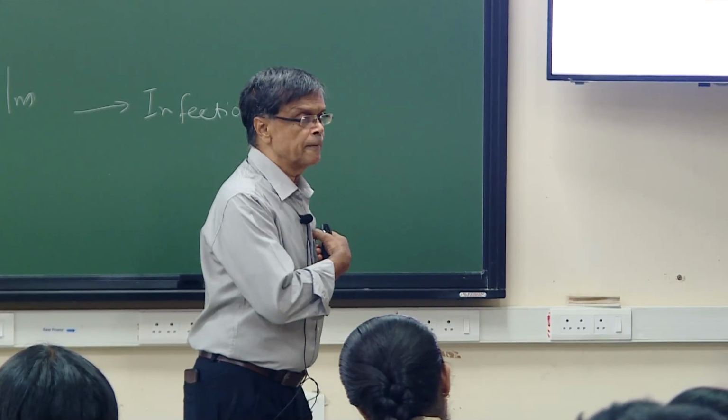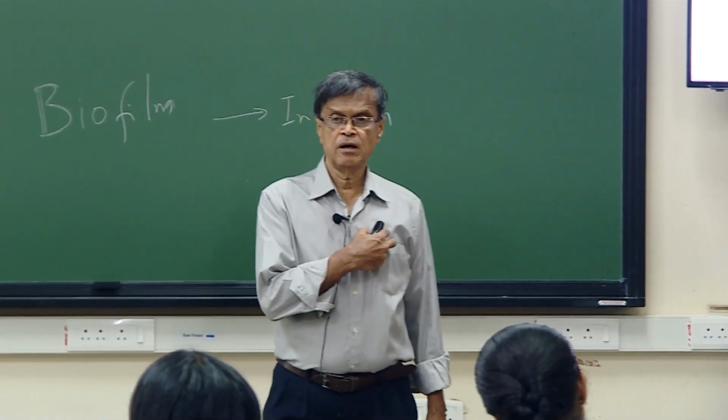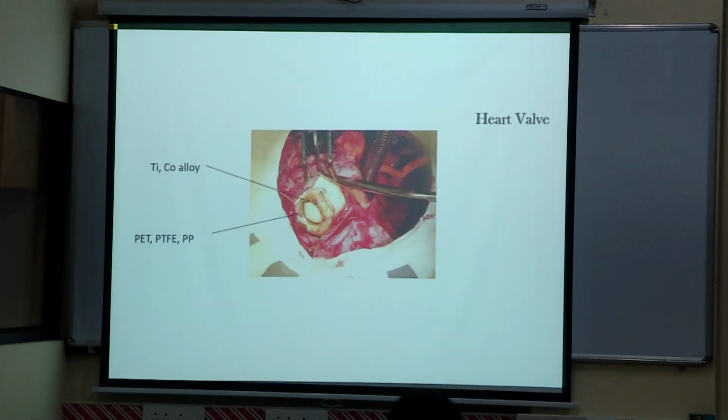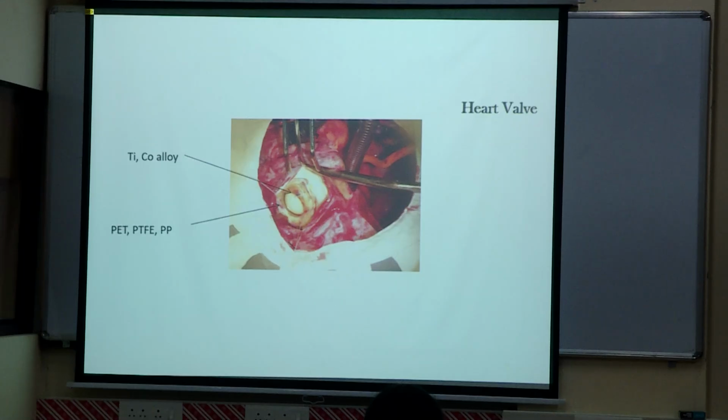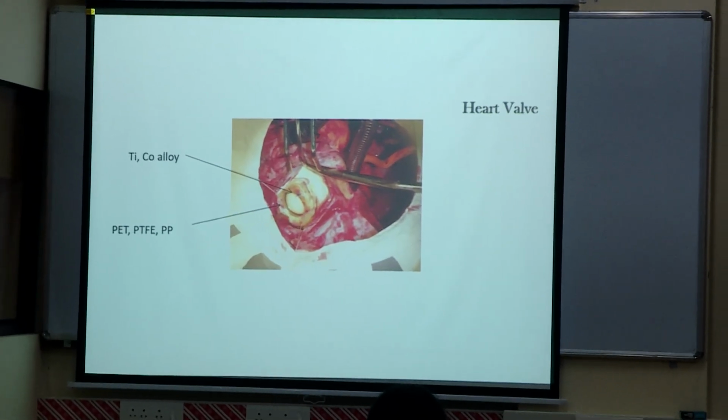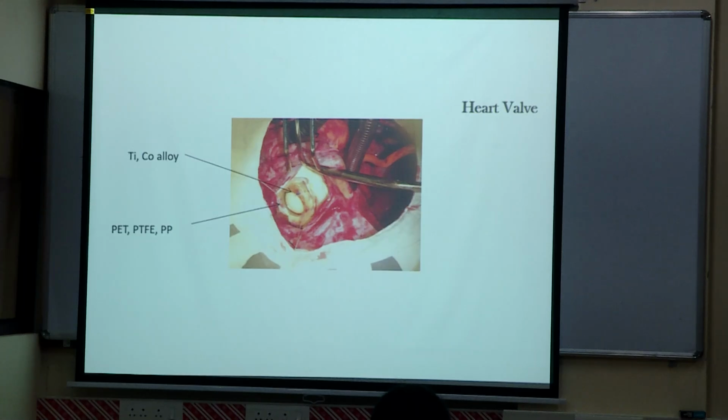There is a heart valve, and sometimes babies have problem with the valve, so there is a valve replacement surgery, okay, or the valve is spoiled, okay. So they keep, as you can see, a small butterfly-like part which moves as the blood flows, and then this outer ring is made up of metal, and the butterfly-like part is made up of polymer like polyester, polytetrafluoroethylene, polypropylene, and the outside metal is titanium cobalt alloy. Okay, this is called heart valve.